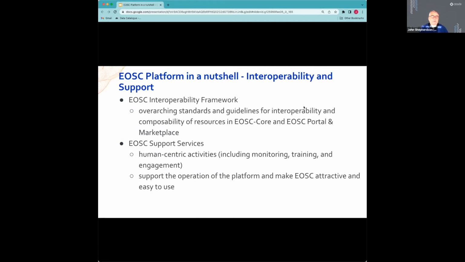So the other two elements are interoperability and support. The EOSC interoperability framework provides overarching standards and guidelines for the composability of resources in the core and the portal and marketplace, so that services can be strung together to make higher value services from the existing components. And the support services are mostly human-centric activities along the lines of monitoring, training, and user engagement, and also supporting the operation of the platform and making EOSC more attractive and easier to use.